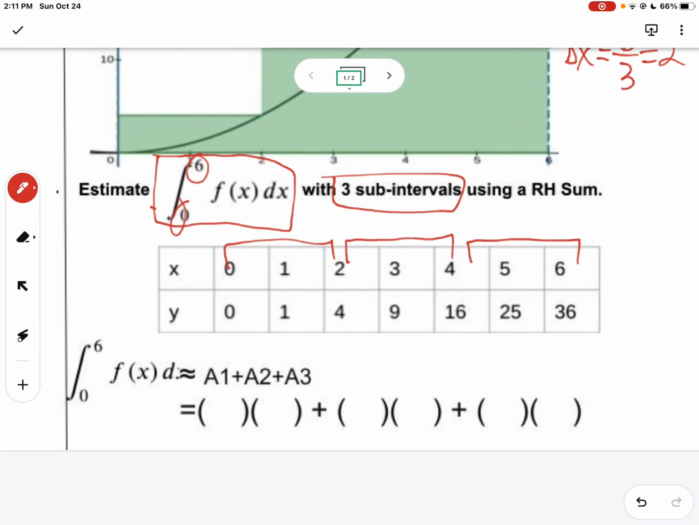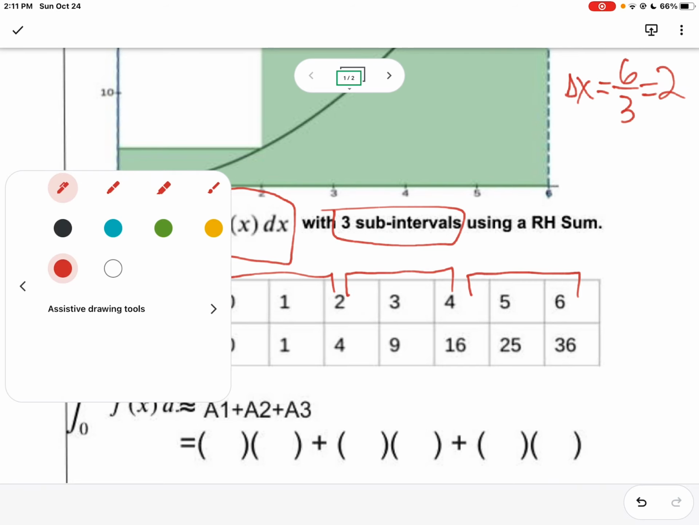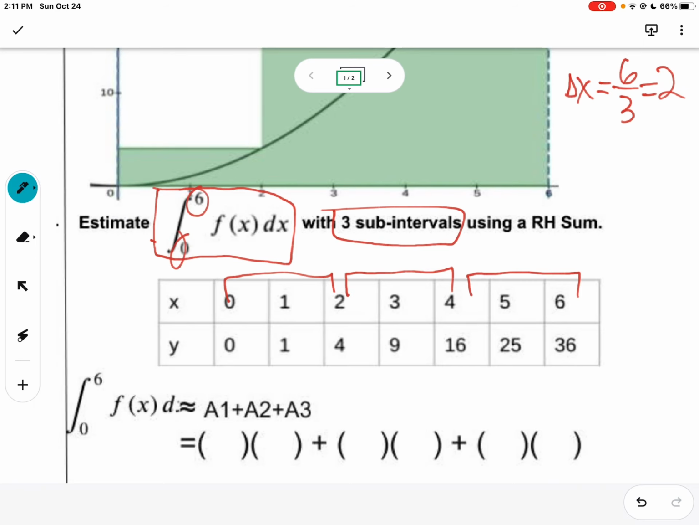Now this time we're doing a right-sided sum. That means I take the y value off the right side of the interval. I find this much easier to do on a table than I do on a graph. I always do the table first and then move to the graph. So my first rectangle goes from 0 to 2. Well, what's the right side of that interval? x equals 2, y equals 4.